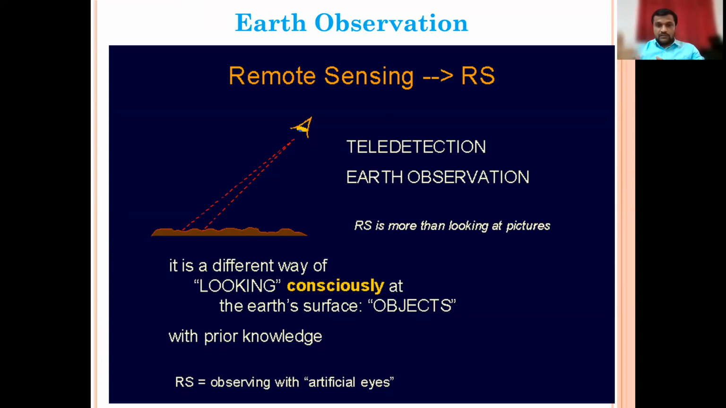It's a continuous observation of the earth surface. We can identify and detect different objects over the earth surface, and it helps us get prior information about different features. It can be considered the artificial eyes of humans in space, because we are observing the earth surface features without any physical contact from a distant location.